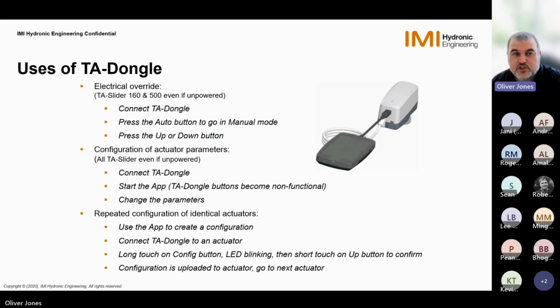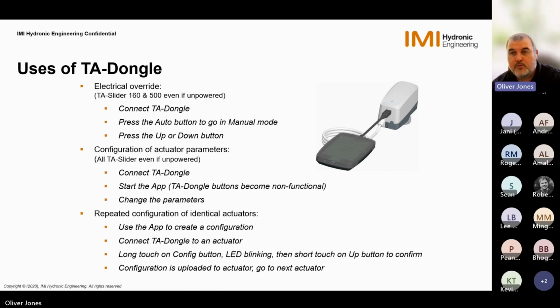So from an electrical override function, even if the BMS or the actuators have no power from the BMS or we can't drive the BMS, we can connect the TA dongle and we can physically go into manual mode, so we can operate the actuator and drive it fully open or drive it fully closed or somewhere in between. We can also then save our parameters onto each slider with the TA dongle. So the dongle will provide enough power to allow us to build a configuration and push that onto the actuator so we can set it to work exactly how we want it to.